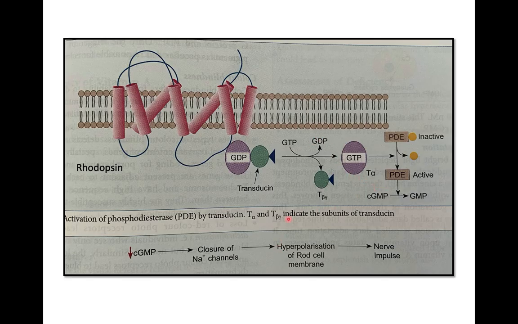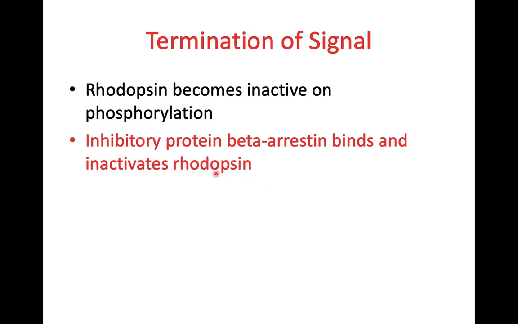So hyperpolarization of rod cells is possible because of closing of sodium channels, and to close a sodium channel we have to lower the amount of cyclic GMP, and that takes place once rhodopsin binds with the transducin. So try to read this particular cycle one or two times, then you will be able to understand the process of optic signal. Now coming to the termination of signal.